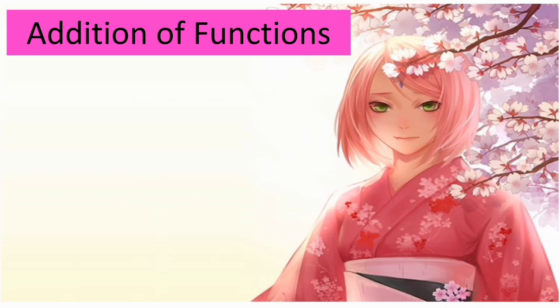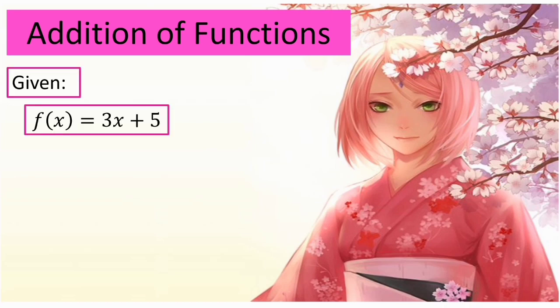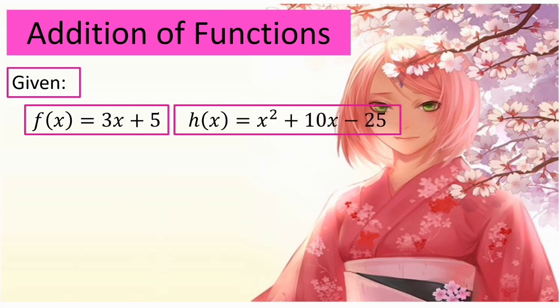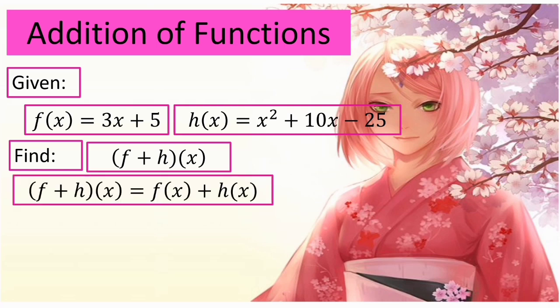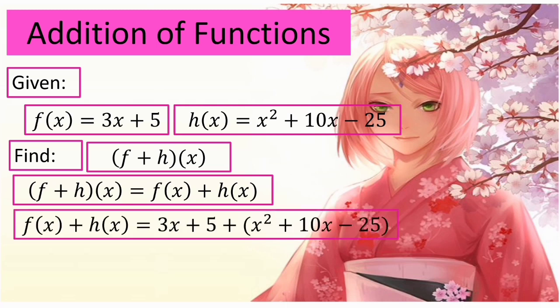Okay, let's have another example. Given f of x is equal to 3x plus 5 and h of x is equal to x squared plus 10x minus 25. Let's find for the quantity of f plus h of x. So, the quantity of f plus h of x is equal to f of x plus h of x. So, next, ang gagawin natin, isa-substitute lang natin yung value ng function na f of x saka h of x.